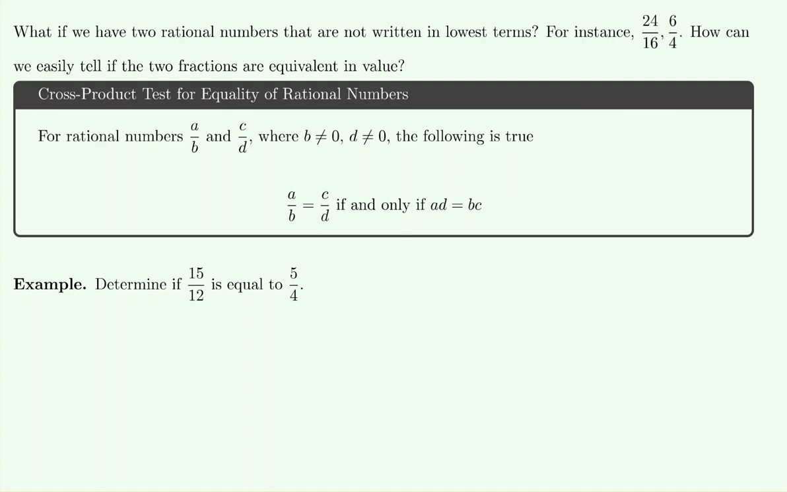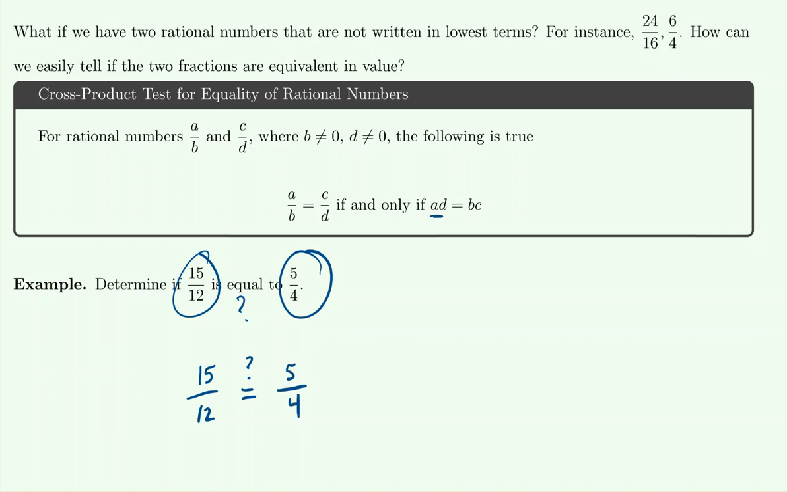So if we had two fractions, 15/12, is it equal to 5/4? Well, our rule is called the cross product test, and what it's saying is two fractions are equal only if you can multiply a times d and it would be equal to the value b times c. So let's set that up. We would say 15/12 is equal, and I'm going to put a question mark here because we don't yet know. We don't want to make a statement that they're equal yet.